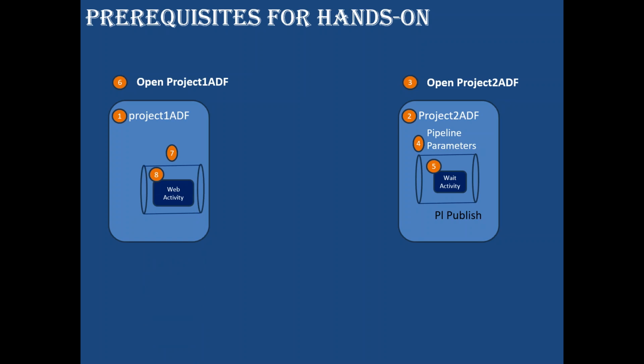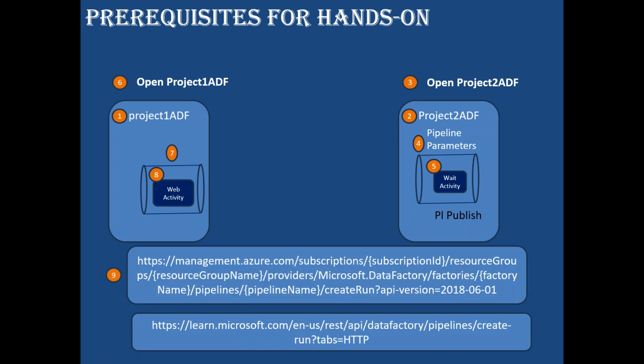Once you have added the web activity, now you need to track the project2 pipeline which you want to call, right? So for that you need to track it with the help of first the subscription, then the resource group, then the data factory. Within the data factory we will have the pipeline. To call this particular pipeline we will have different API versions, so we need to get this particular API version. Once we form this URL, we will be using that URL in the web activity.